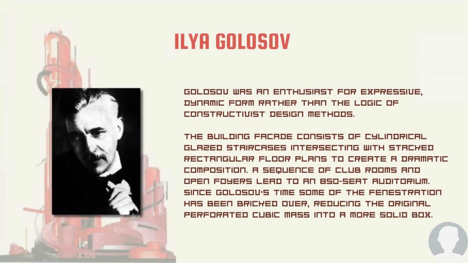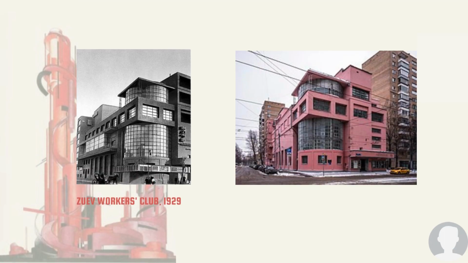Golosov was an enthusiast for expressive dynamic form rather than the logic of constructivist design methods. The building facade consists of cylindrical glazed staircases intersecting with stacked rectangular floor plans to create a dramatic composition. A sequence of club rooms and open foyers lead to an 850-seat auditorium. Since Golosov's time, some of the fenestration has been bricked over, reducing the original perforated cubic mass into a more solid box. So here is the building.